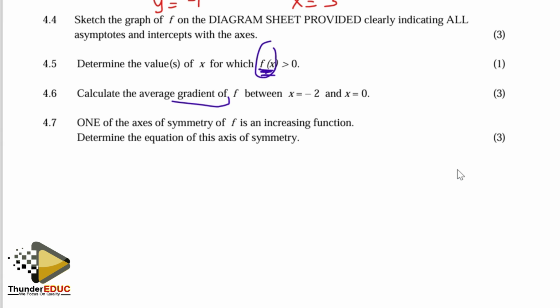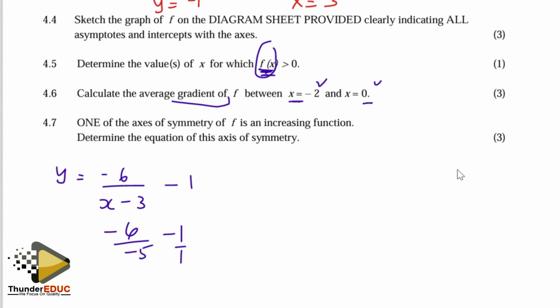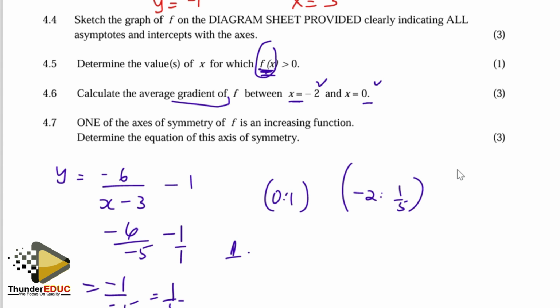Okay, then they want the average gradient of f between x equals negative 2 and 0. So in this case, if x is negative 2, if x is 0, let's get the y coordinates here. Remember, y is negative 6 over x minus 3, minus 1. Put a negative 2 here, it's negative 6 over negative 5, minus 1. What is this going to give us? That's positive 6 over 5, minus 1, which is positive 1 over 5. Then I do the same with 0. Remember, with 0, we got 1. Okay. So our coordinates are going to be 0 and 1. And then we're going to have negative 2 and then 1 over 5.